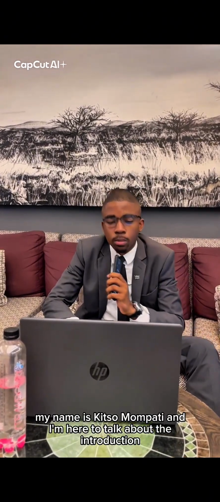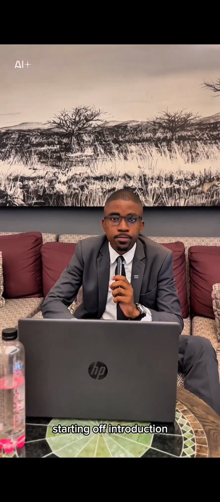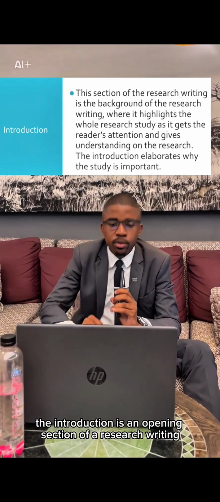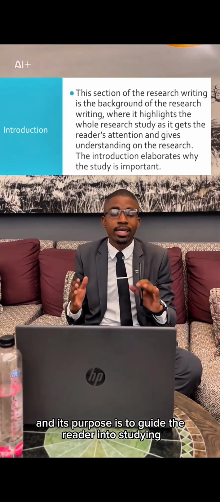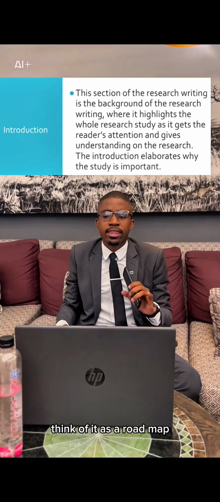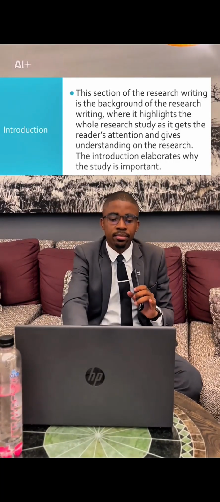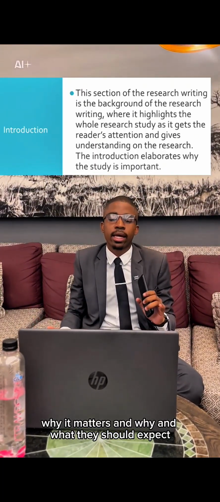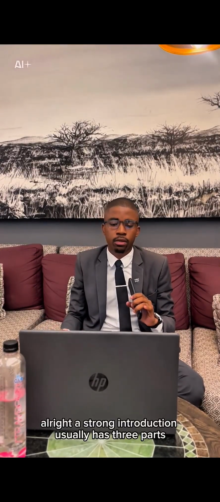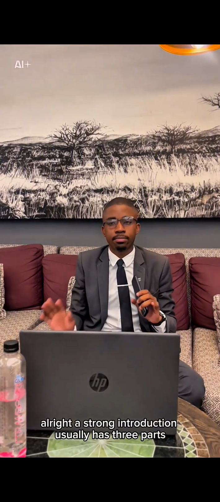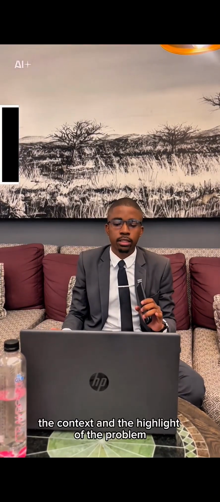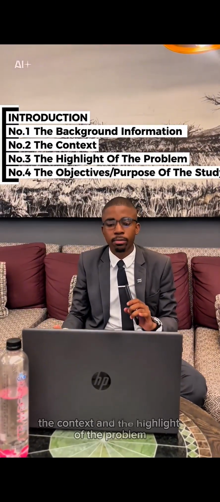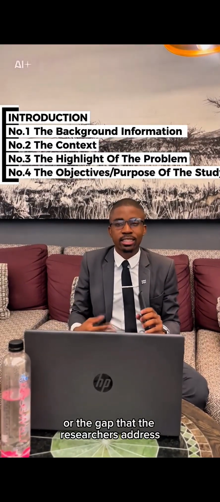My name is Kito Mompati, and I'm here to talk about the introduction and the topic in research writing. Starting off, the introduction is an opening section of the research writing, and its purpose is to guide the reader into the study. Think of it as a roadmap. It tells the reader what the research is all about, why it matters, and what they should expect. A strong introduction usually has three parts: the background information, the context, and the highlights of the problem or the gap that the researchers address.